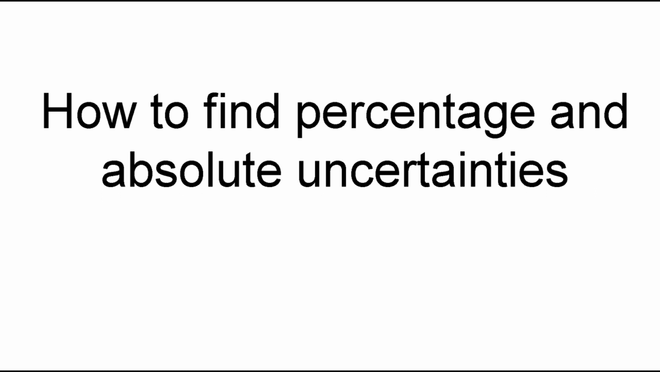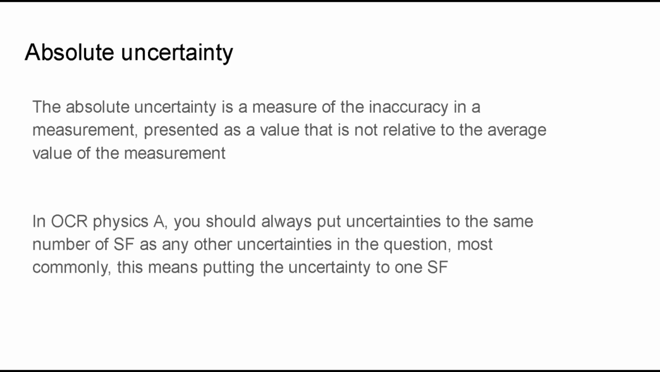How to find percentage and absolute uncertainties. An absolute uncertainty is a measure of the inaccuracy in a measurement, and it's presented as a value that is not relative to the average value of the measurement.